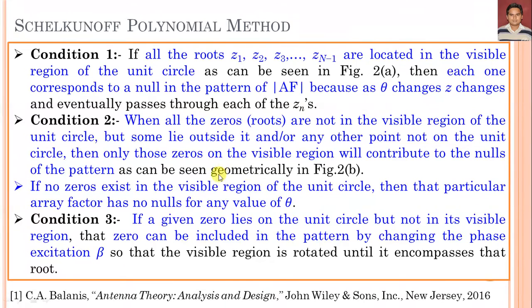If no zero exists in the visible region of the unit circle, then that particular array factor has no nulls at any value of theta. The third important observation or condition that we can see from figure 2 is that if a given zero lies on the unit circle but not in its visible region, that zero can be included in the pattern by changing the phase excitation coefficient, so that the visible region is rotated until it encompasses the root. So this is the third observation that we can see from the Schelkunoff polynomial method.